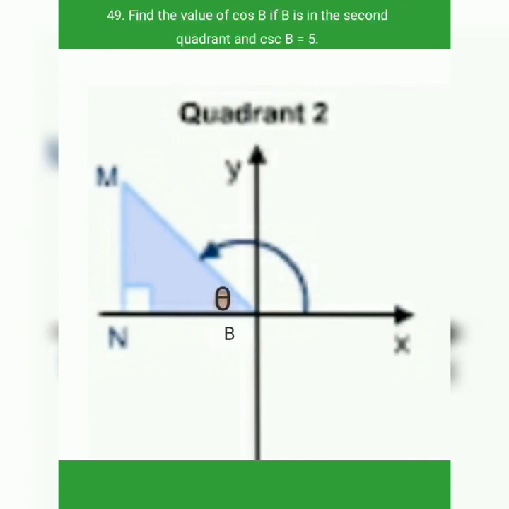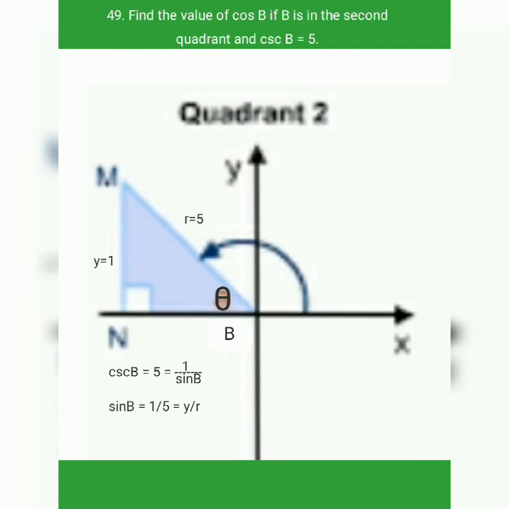Find the value of cosine B if B is in the second quadrant and cosecant B is equal to 5. On the given, cosecant B is equal to 5, which is equal to 1 over sine B. Sine B is equal to 1/5, which is equal to y over r. Therefore, y is equal to 1 while r is equal to 5.